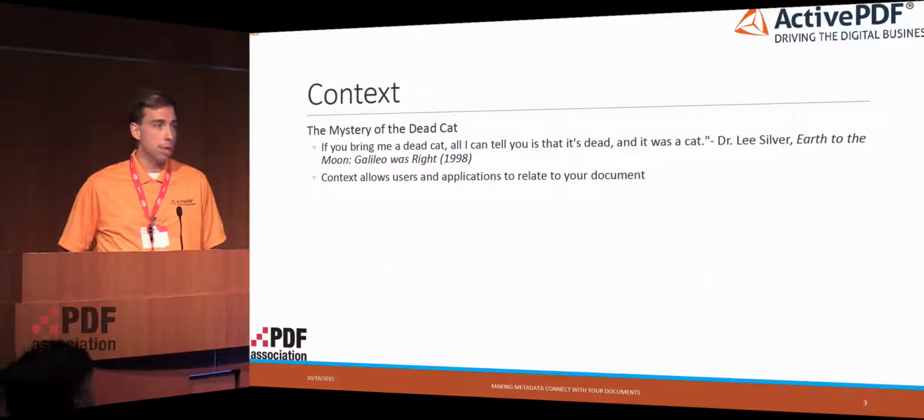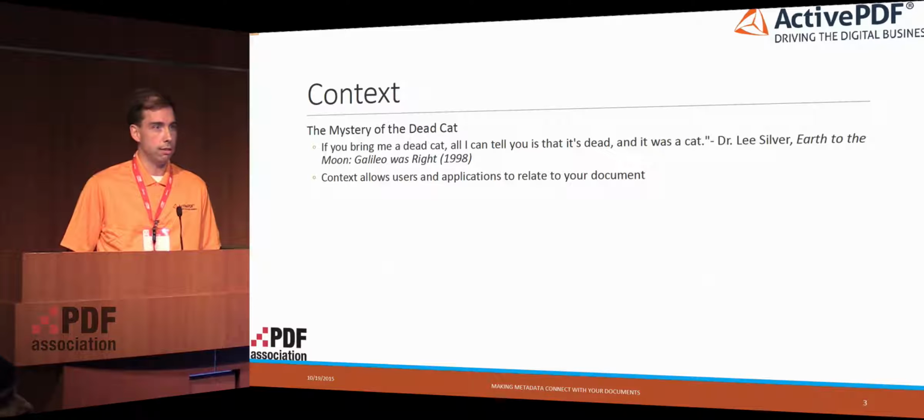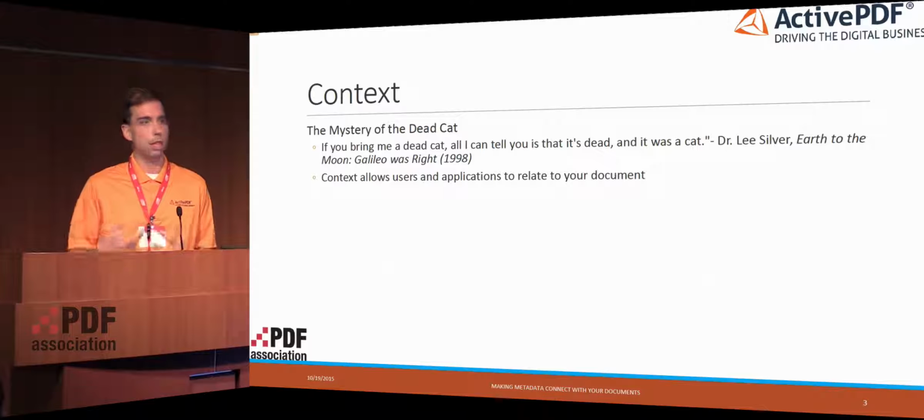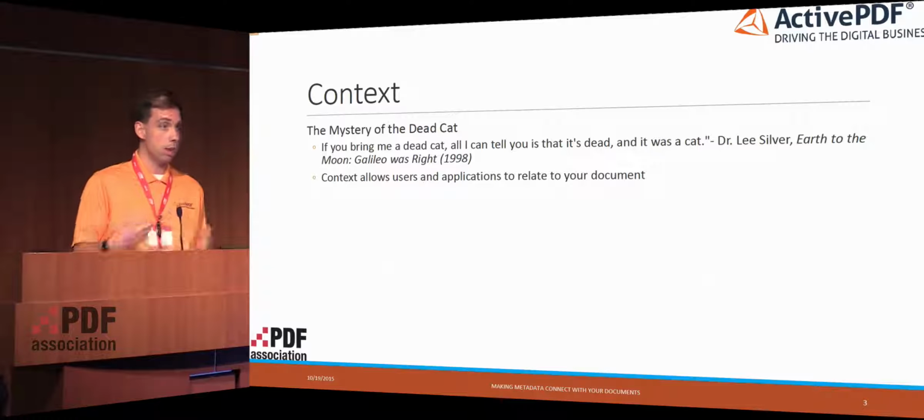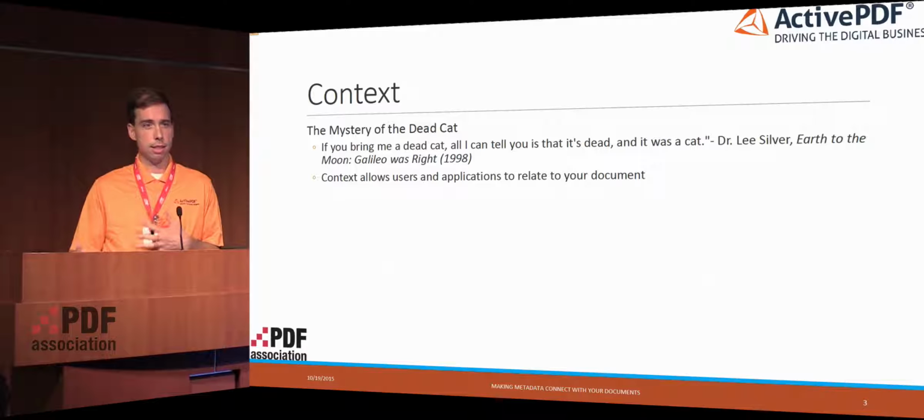So we can use context to solve the mystery of the dead cat. Now, this is a reference to a favorite HBO miniseries of mine, From the Earth to the Moon. And this guy is trying to teach these astronauts about geology and how to use context to know what is a good find and what isn't. And so he posited that context was the mystery of the dead cat.